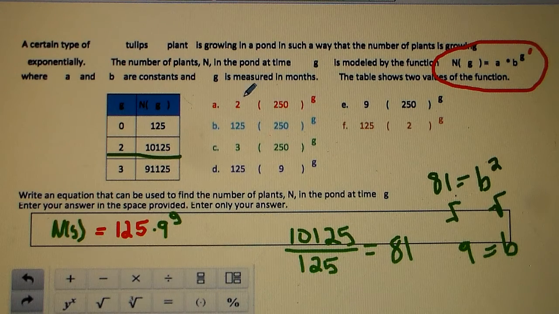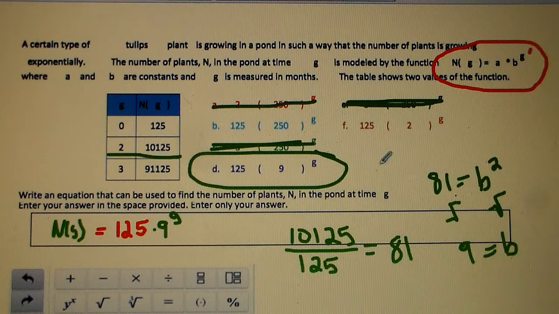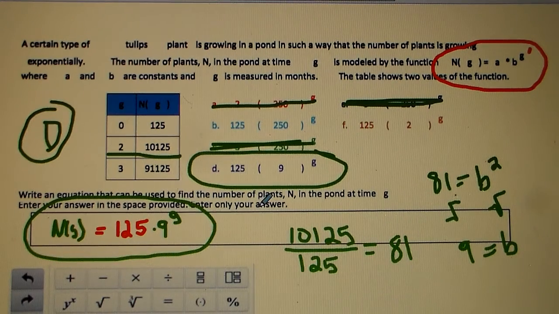So we look in our answers. Obviously we don't have the n of g's in here, but we have 125 as our a, so we know that's not correct. Oop, computer's going a little slow. Good, my c is not correct. My e is not correct because of 125. Now we know our b is 9. So with the only one being a 9 for b, we know our answer is D, as far as our multiple choice. And our formula to find out all the tulips that we need to write is right there. N of g is equal to 125 times 9 to the power of g.